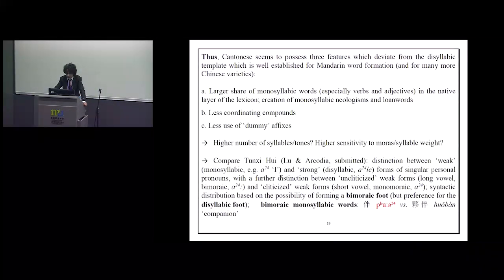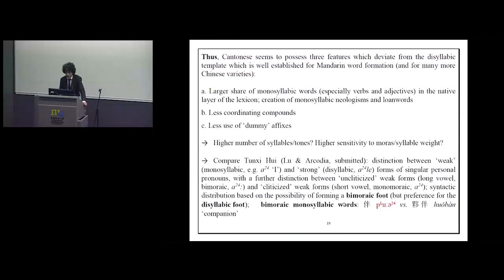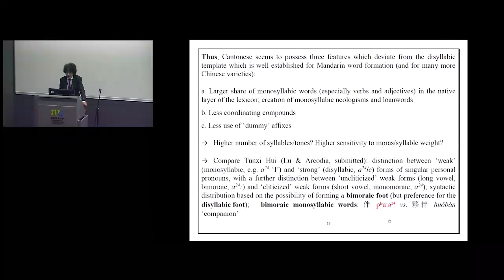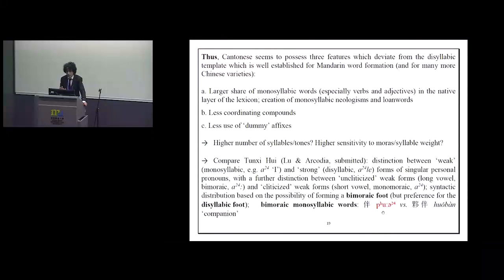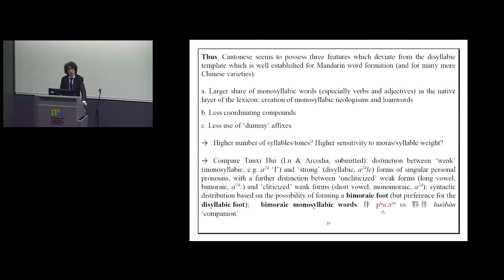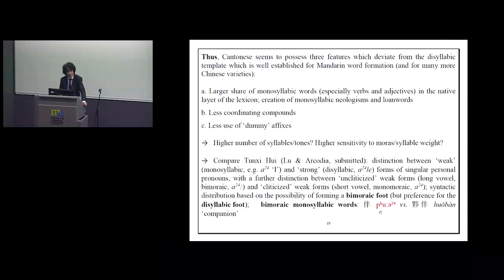And just as in Cantonese, you have these pairs of words which are monosyllabic in the Tunxi dialect and disyllabic in Mandarin, like pan for huoban. But the difference is that this pan in Tunxi is a heavy syllable, so it's bimoraic. But the disyllabic foot is still preferred. So it might be the case that Cantonese does have the disyllabic requirement, but it's not as strong as in Mandarin because it can compensate with the use of moras.